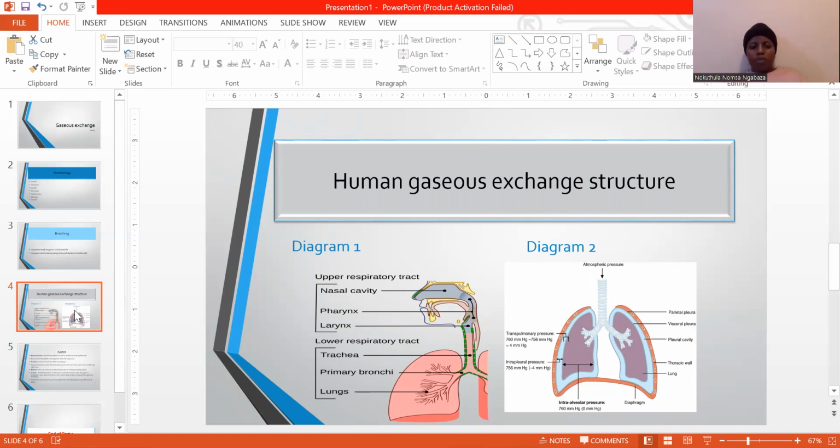Defining the lungs, these are two spongy, elastic parts that we find, known as the lungs, and they are surrounded by what is called a double pleural membrane. If you are looking for the double pleural membrane, you can look at diagram number 2, which shows us the double pleural membrane.